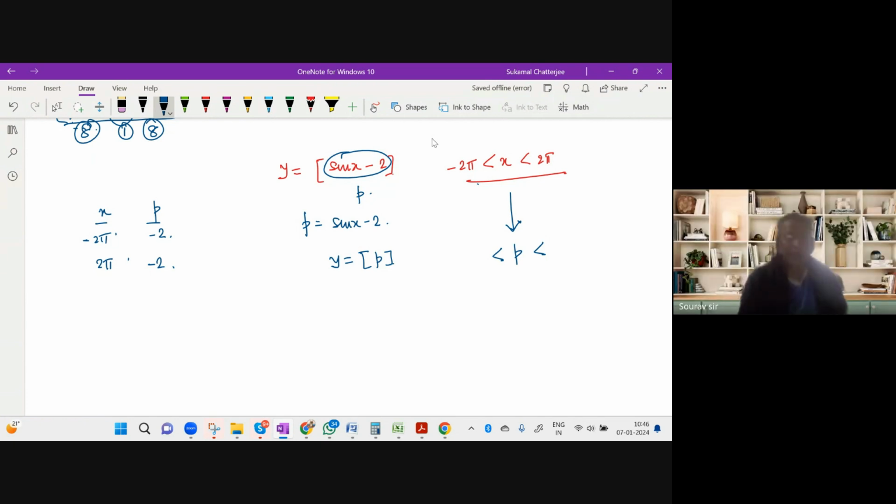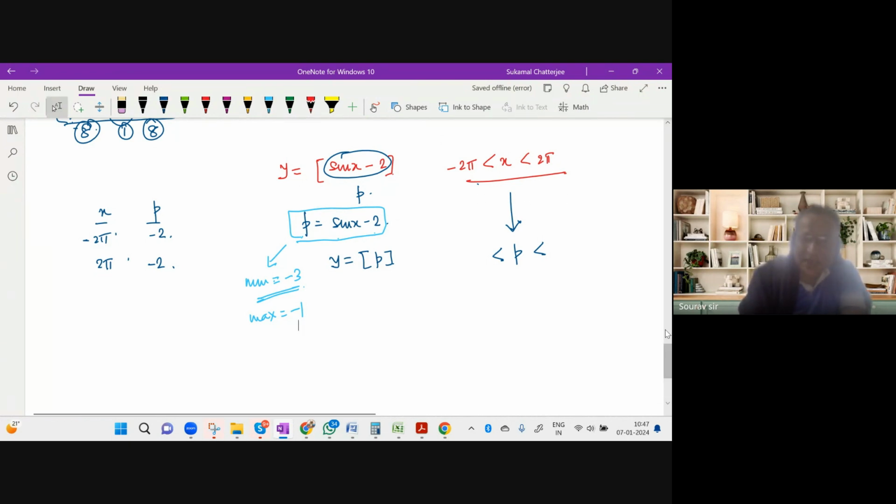Very good. Excellent. So now I have to focus on this one. The minimum value of sine is minus 1, so minus 2, minus 3. So p minimum is minus 3. Okay. And what is the maximum then? So minus 1. So what do you notice? What is the difference between this one and the previous one I gave?